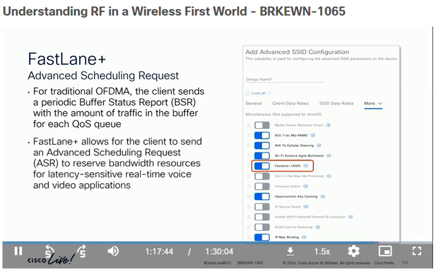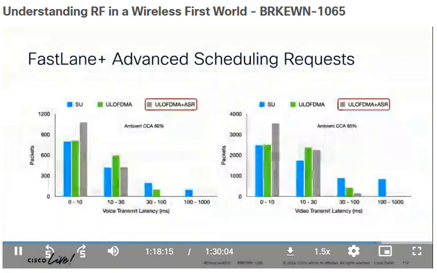So instead, we developed this capability, which is called the advanced scheduling request, where at the start of my WebEx call, my FaceTime call, I basically tell the network, hey, I'm going to be doing this real-time application. I'm going to be needing these resource units at this regular period in order to make sure that I am sending the packets when I need to send them. And so that is Fastlane Plus. That's what we implemented with Apple in Wi-Fi 6. The good news is we then seeded that technology into Wi-Fi 7, so it's actually part of the 802.11be standard.